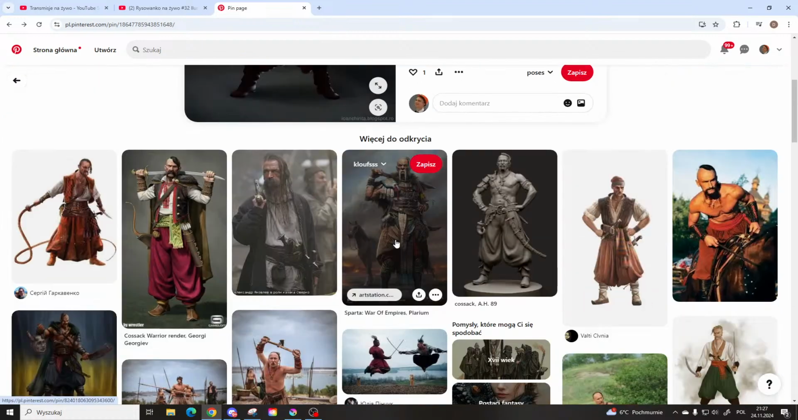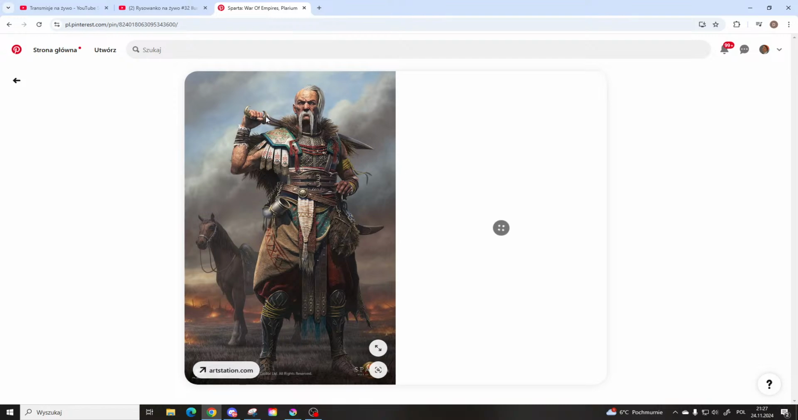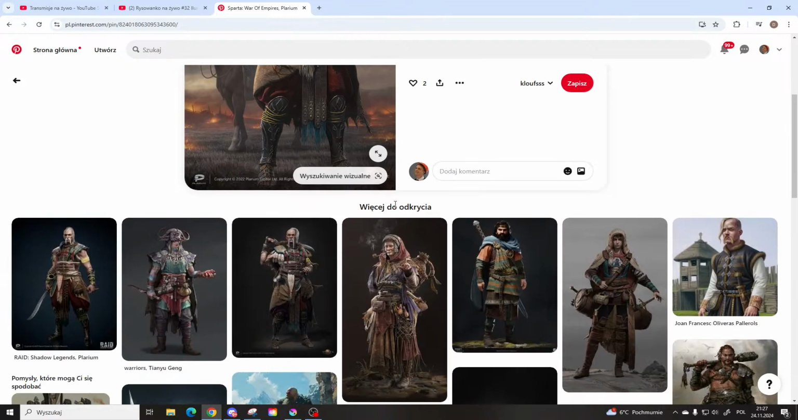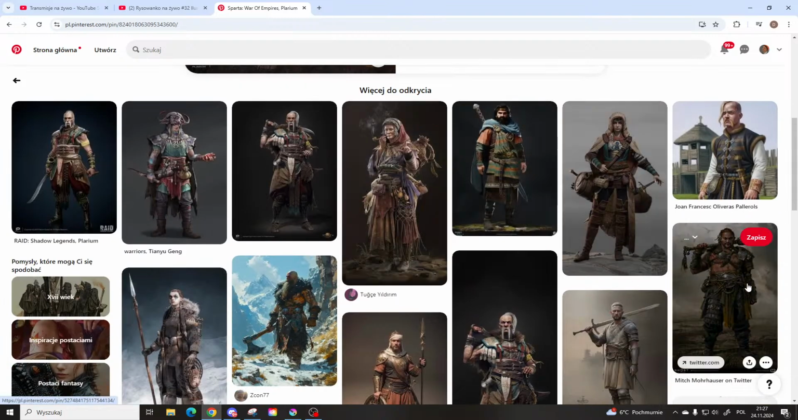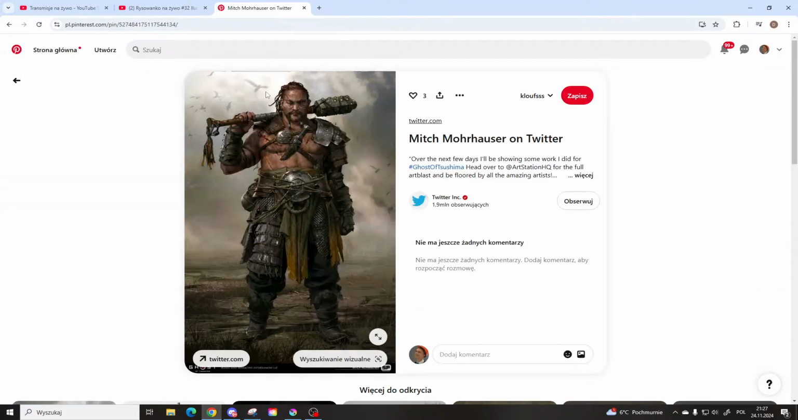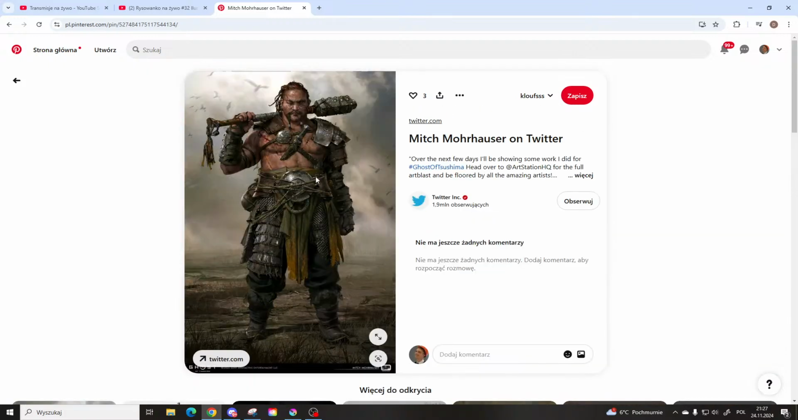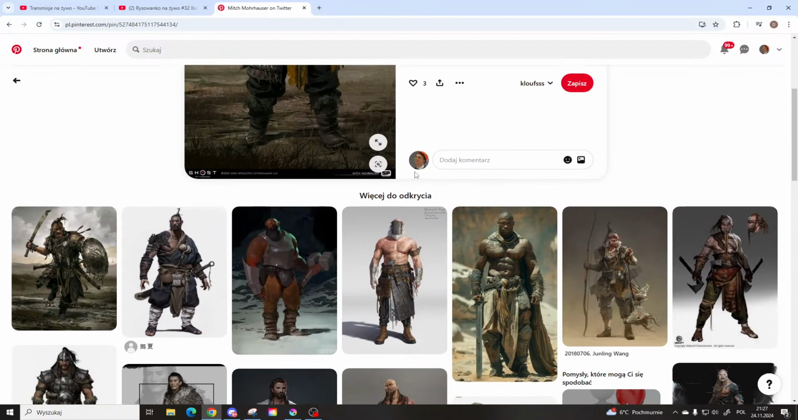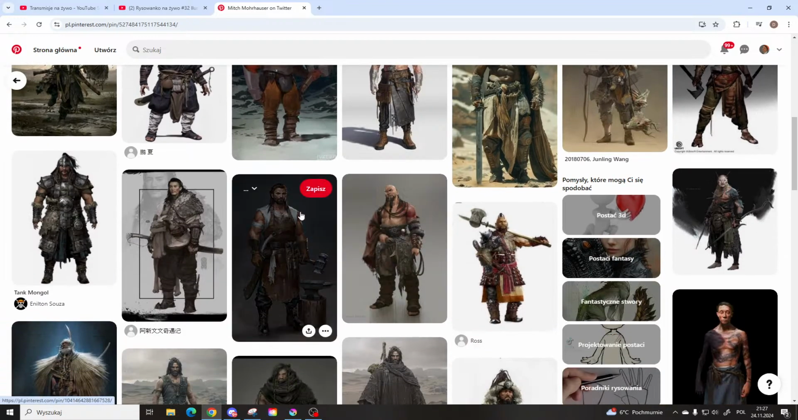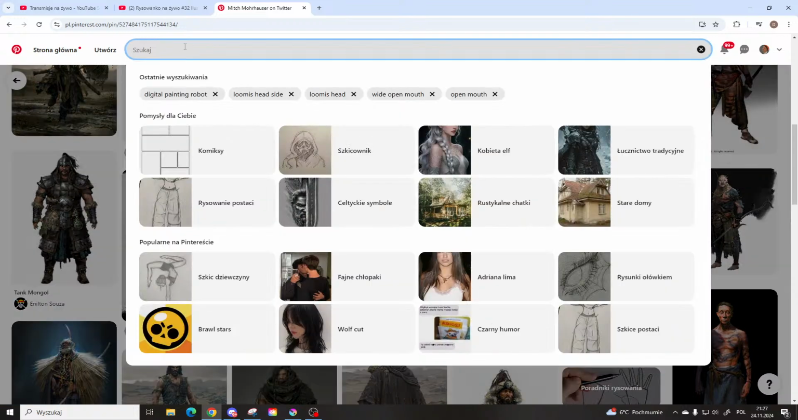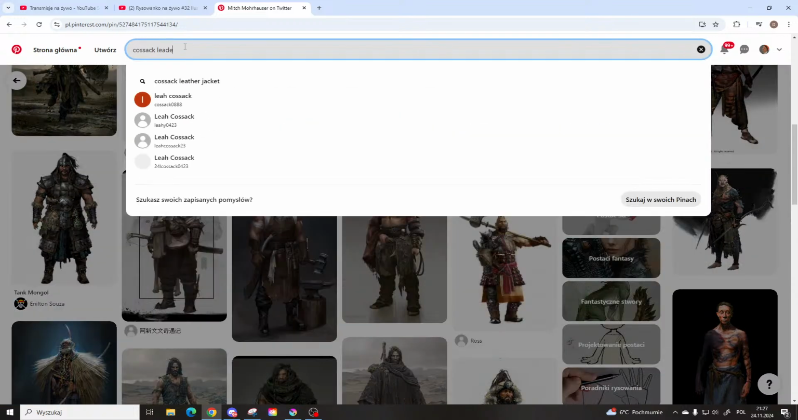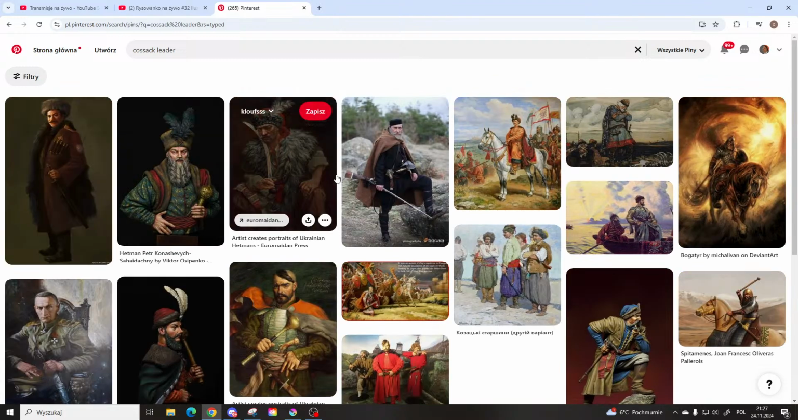So for this illustration, I would like to look for some things that have the meaning of someone being a leader in this kind of group. When we look at this guy, I would say he is a berserk warrior or something, but I don't get the vibe from him that he is in charge. He is more like someone who could be a bodyguard of the guy I'm designing right now. So we want to look for a Cossack leader or something. Let's see what we will find.